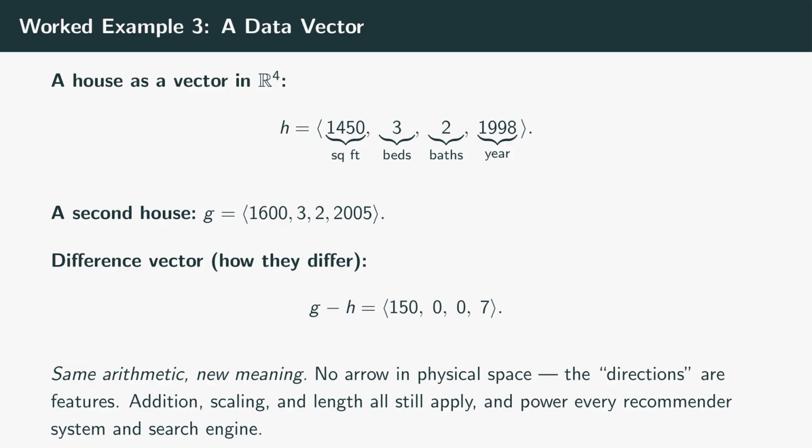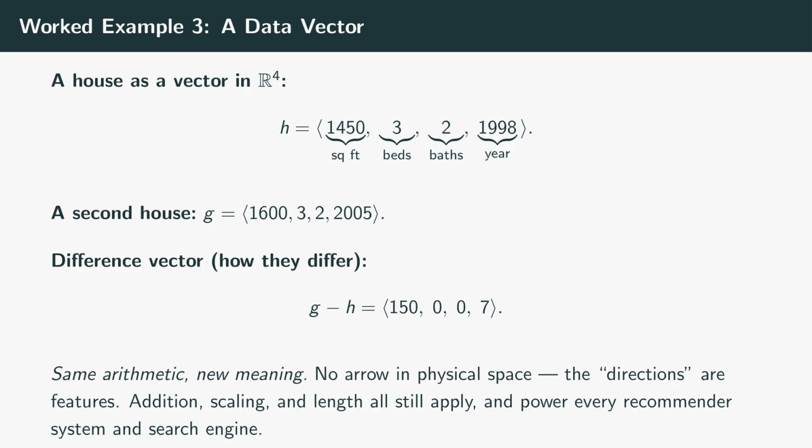Let's end the examples with the interpretation that makes vectors run the modern world. Forget arrows and space for a moment. Picture a house described by 4 numbers: its square footage, 1450, its bedrooms, 3, its bathrooms, 2, and the year it was built, 1998. Stack those 4 numbers and you have a vector in R4. It points nowhere in physical space. Its 4 directions are features, not axes you can walk along.